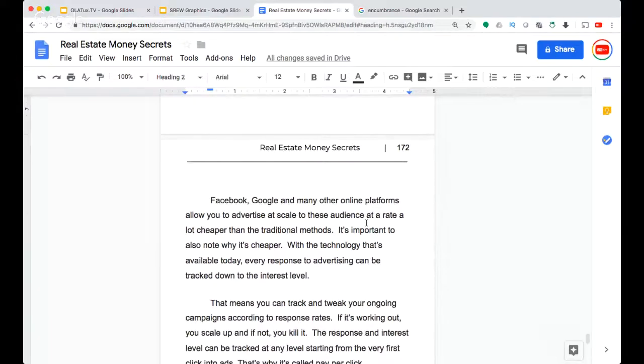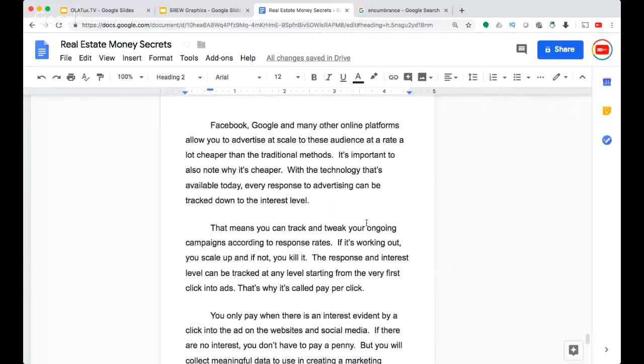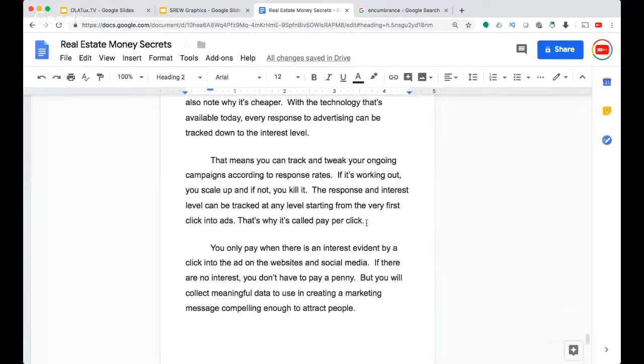Facebook, Google, and many other online platforms allow you to advertise at scale to this audience at a rate a lot cheaper than the traditional methods. It's important to also note why it's cheaper. With the technology that's available today, every response to advertising can be tracked down to the interest level. That means you can track and tweak your ongoing campaigns according to response rates. If it's working out, you scale up.